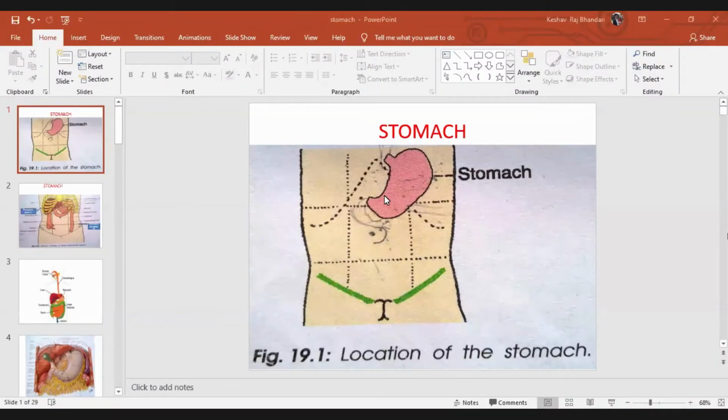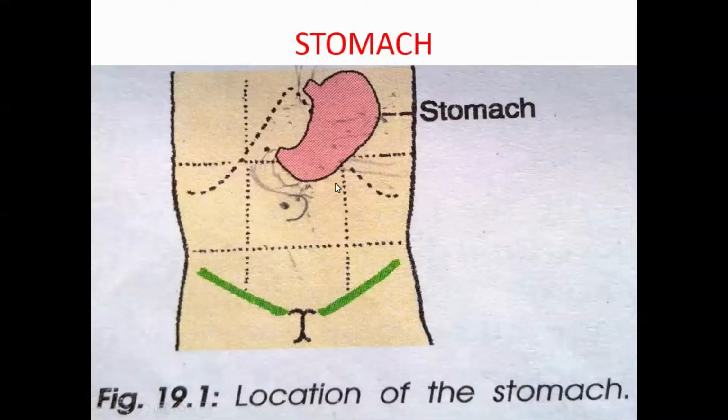Stomach. Before starting the stomach, we should know the regions of the anterior abdominal wall. The anterior abdominal wall is divided into the 9 regions by 2 vertical planes and the 2 horizontal planes.